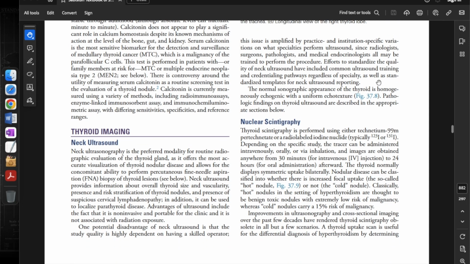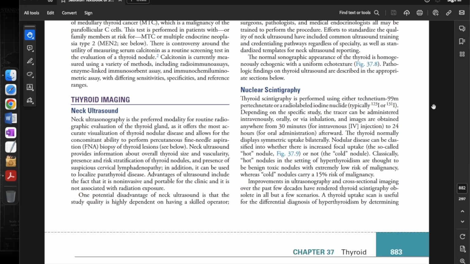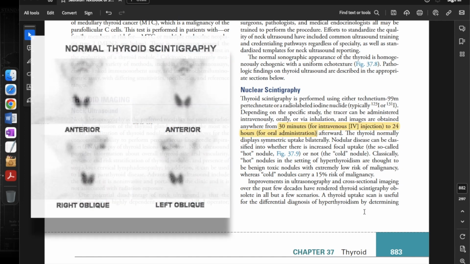The next is nuclear scintigraphy. Thyroid scintigraphy is performed using either technetium-99m pertechnetate or a radio-labeled iodine nuclide, typically 123I or 131I. Depending on the specific study, the tracer can be administered intravenously, orally, or via inhalation, and images are obtained anywhere from 30 minutes for IV injection to 24 hours for oral administration afterwards. The thyroid normally displays symmetric uptake bilaterally.